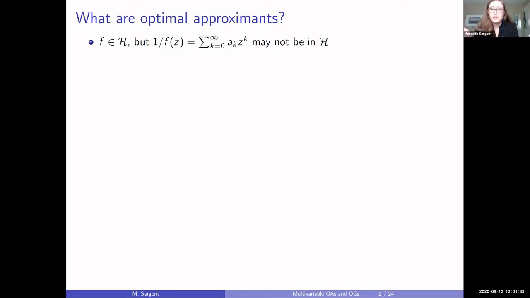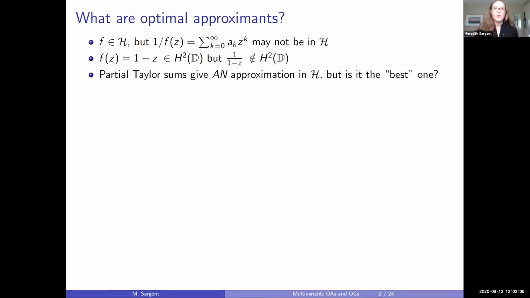If you saw Chris's talk on Monday, you'll recognize a lot of this. Here I'm saying, okay, take F in some reproducing kernel Hilbert space. We're going to have a couple of standing assumptions, but if you want to follow along, just assume this is the Hardy space. So take F in your function space. Its reciprocal might not be in the function space. So in our nice example here, 1 minus z is definitely in the Hardy space of the disk, but 1 over 1 minus z is not. So we can do Taylor polynomials, for example, of 1 over 1 minus z, and those do give an approximation, but they might not give the best one.